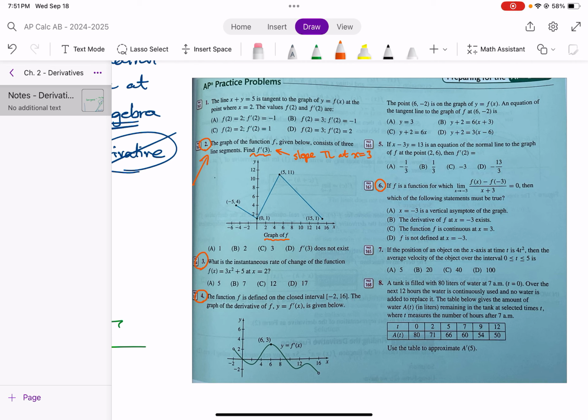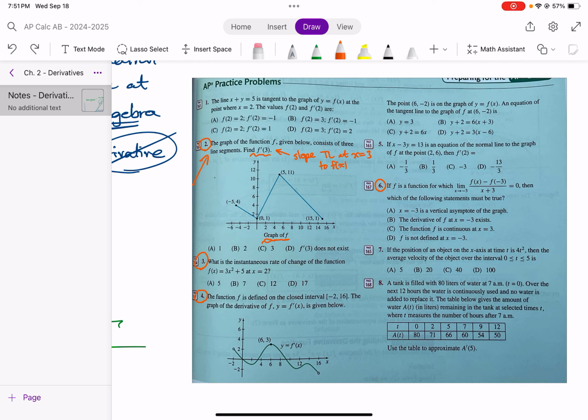But this is the tangent line to f of x, right? Not to f prime of x, the derivative. And we have the graph of f, right? So you just got to be very careful here. Sometimes they'll give you the graph of the derivative f prime and ask a very similar question, right?